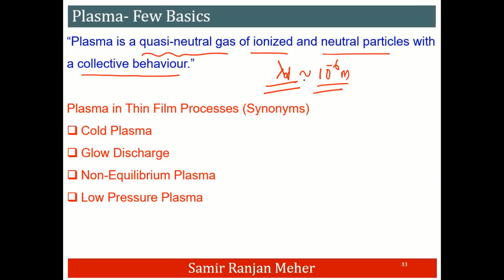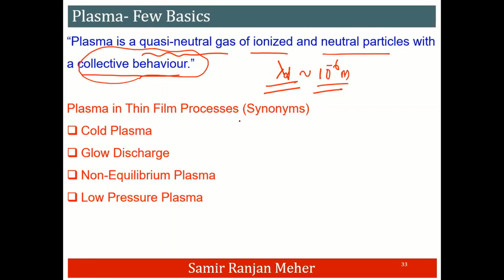And since the Coulombic interaction is long range in nature, even though the charge localization takes place in a very small region, the impact is there to a larger distance. That's why the collective property, or the collective behavior, emerges. So basically, plasma is a quasi-neutral gas of ionized and neutral particles.